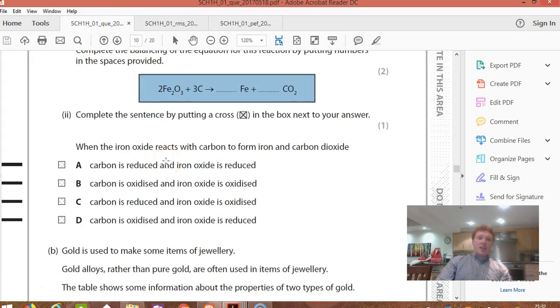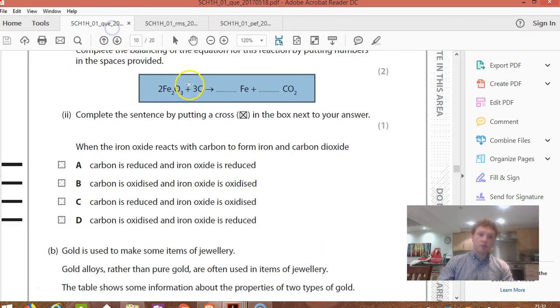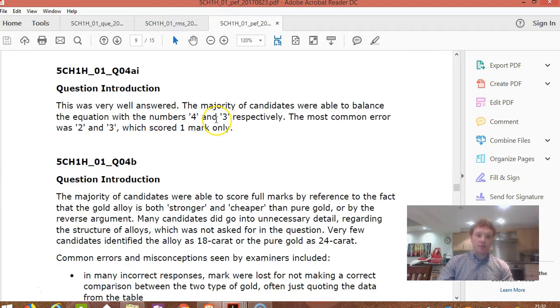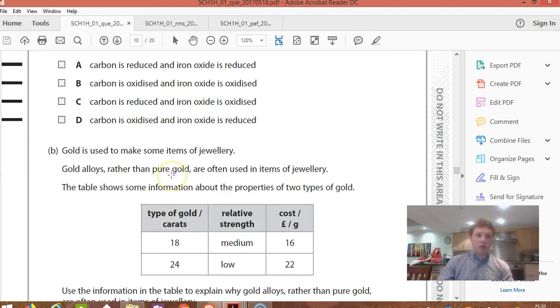Complete the sentence by putting the X in the box in your answer. When iron oxide reacts with carbon to form iron and carbon dioxide, carbon is reduced and iron oxide is reduced. Carbon is oxidized and iron oxide is oxidized. Carbon is reduced and iron oxide is oxidized. Carbon is oxidized and iron oxide is reduced. The answer is D. The carbon is gaining oxygen, that is oxidation. The iron is losing oxygen, that is reduction. That doesn't have examiner comments because it's just a multiple choice.